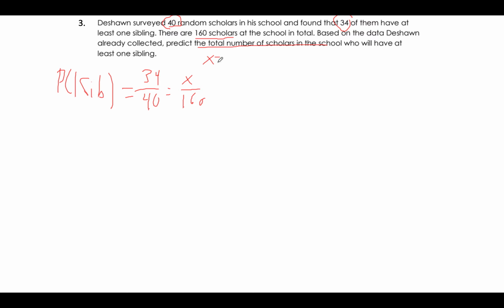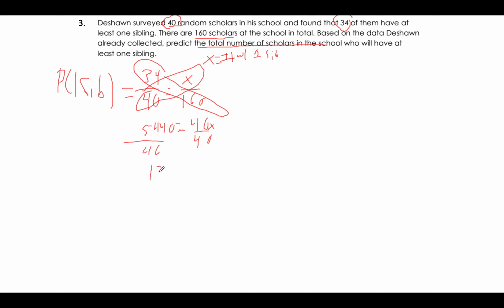X is going to be the number with one sibling. Great. So as usual, we're going to cross multiply here like this to solve for x. 34 times 160 is going to be 5,440 equals 40x. Divide both sides by 40. 5,440 divided by 40 is going to be 136. It's going to be x. So, out of the 160 scholars at the school, 136 of them have at least one sibling.